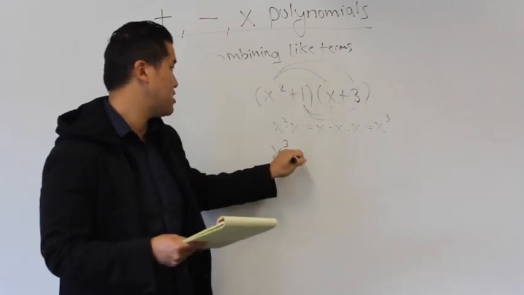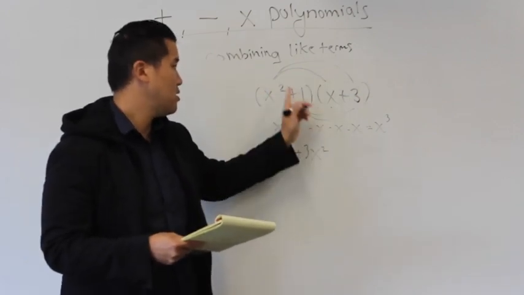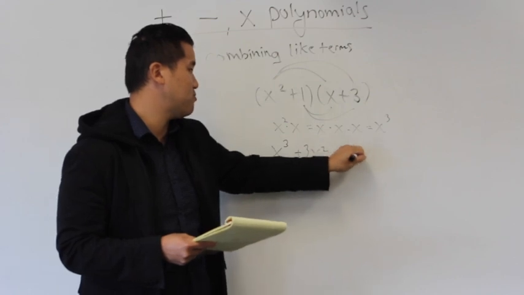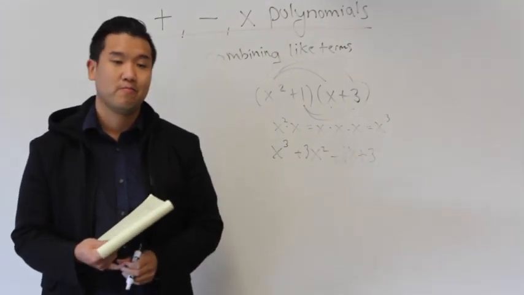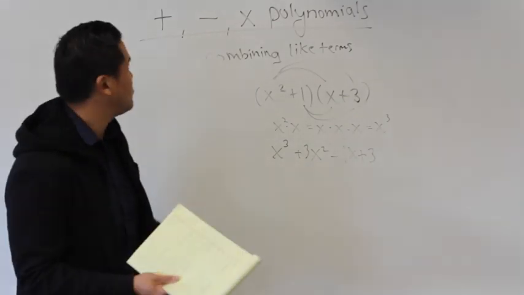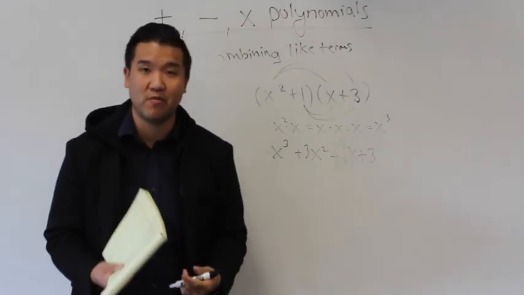Here, when you distribute, you just have 3x squared. And then here, when you multiply, you have 1x plus 3. Then you multiplied it all out. Alright, so that concludes our lesson with add, subtract, multiplying polynomial functions.